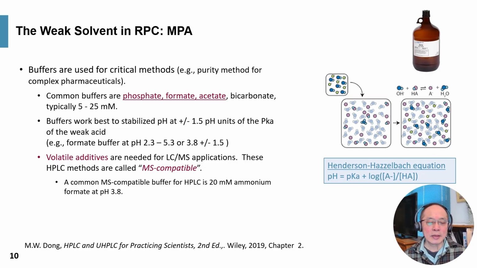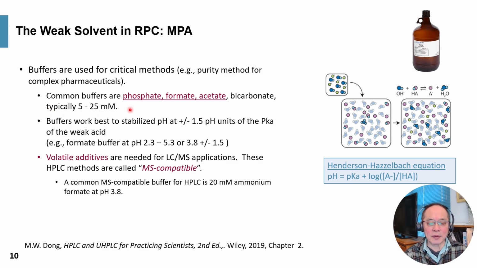A few more comments on the weak solvent, mobile phase A. Generally, a buffer is used, but it really should only be used for very critical methods, such as a QC method for a very complex pharmaceutical. I think that buffer generally is overused in pharmaceutical analysis. Everybody uses buffer, but in most cases, just an acidified mobile phase is good enough if you pick the right column.